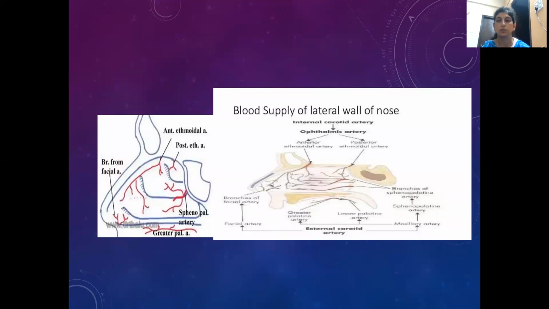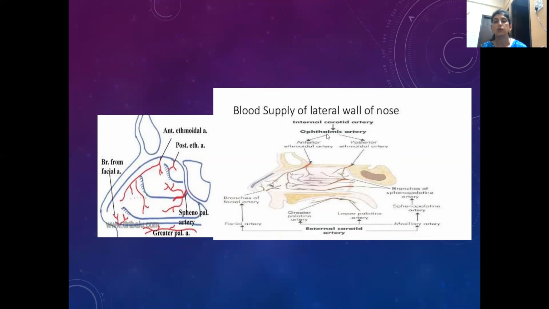So this is the blood supply of the nasal septum. Anterior ethmoidal artery, then sphenopalatine artery, greater palatine, and superior labial branch of the facial artery. These four form the anastomosis, forming a plexus which is called Kiesselbach's plexus.